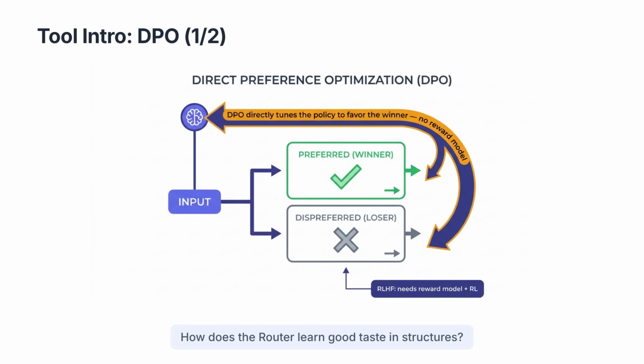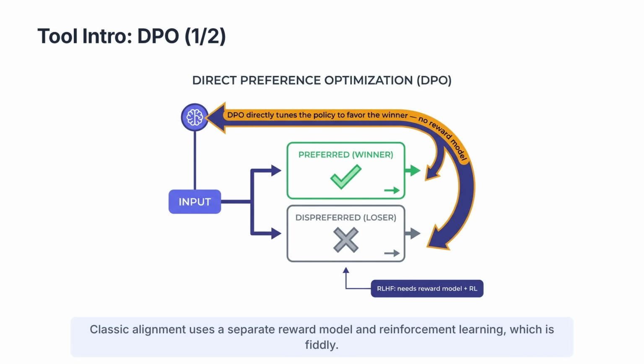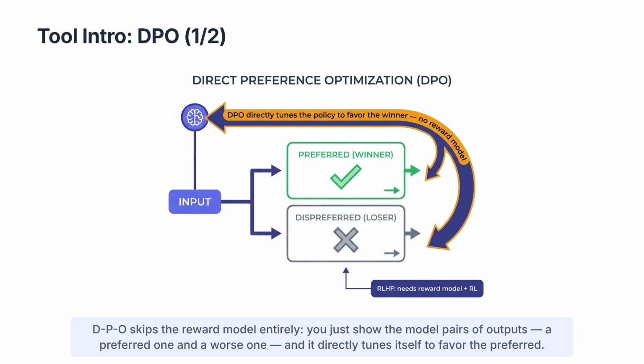How does the router learn good taste in structures? Through a training technique called DPO, Direct Preference Optimization. This is new to our course, so here's the plain English version. Classic alignment uses a separate reward model and reinforcement learning, which is fiddly. DPO skips the reward model entirely. You just show the model pairs of outputs, a preferred one and a worse one, and it directly tunes itself to favor the preferred.